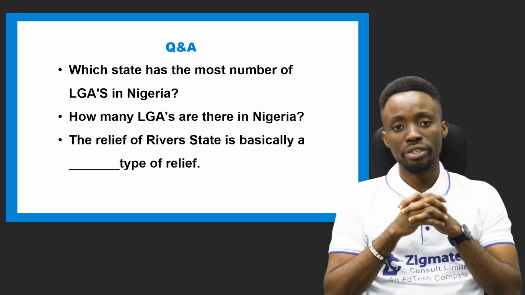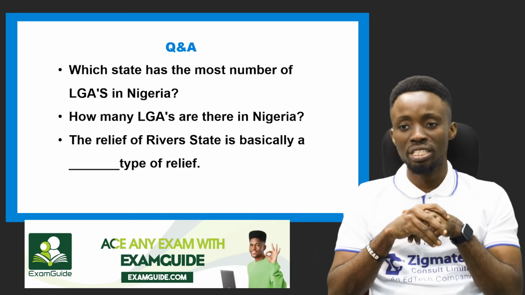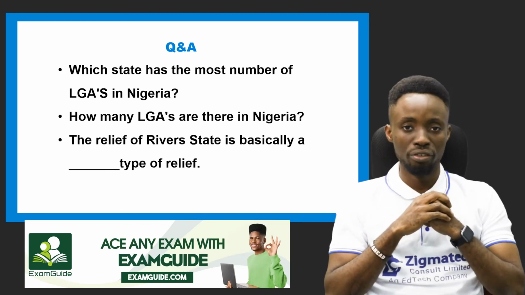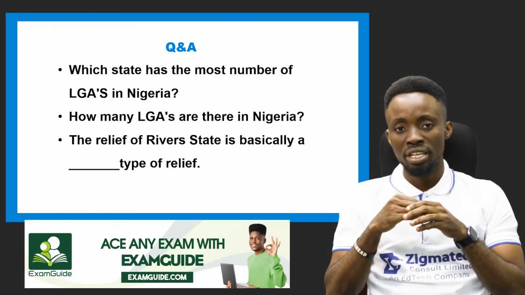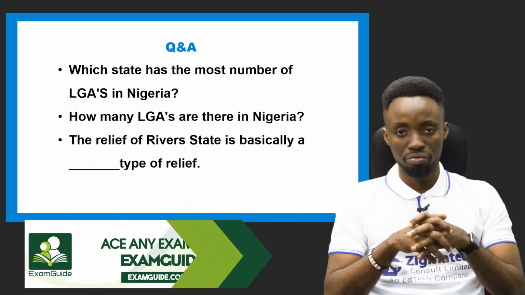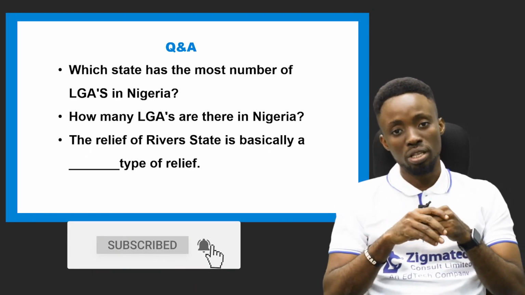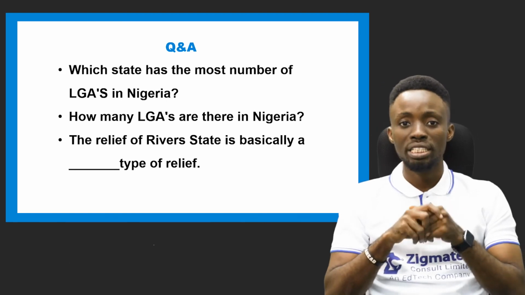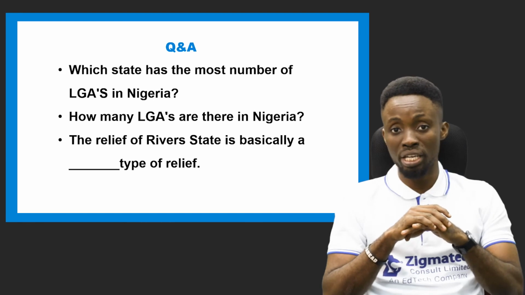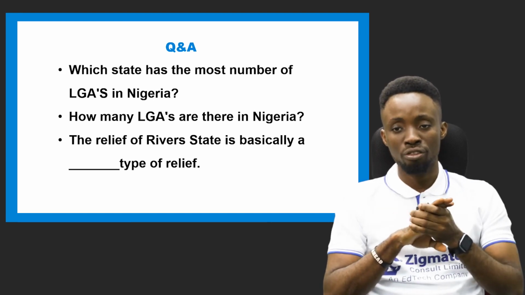Now the last question for the day. The relief of Rivers State is basically a dash type of relief. Okay, the answer to that question is a lowland type of relief. Like I said, Rivers State is a lowland area, so we have a lowland type of relief.